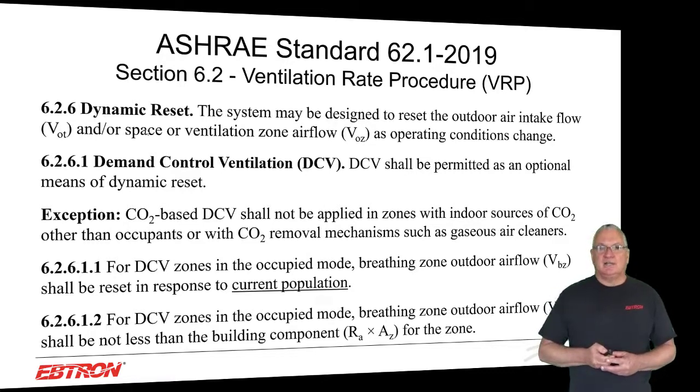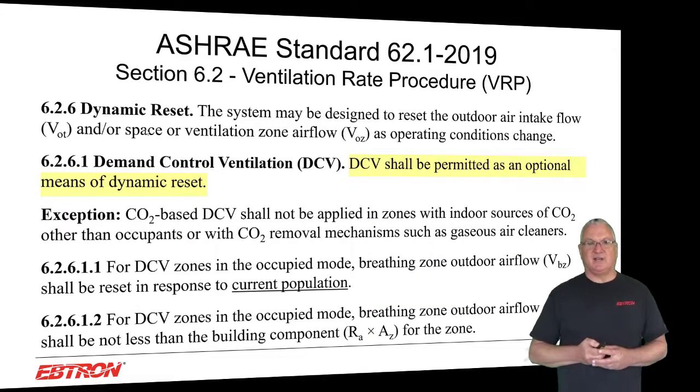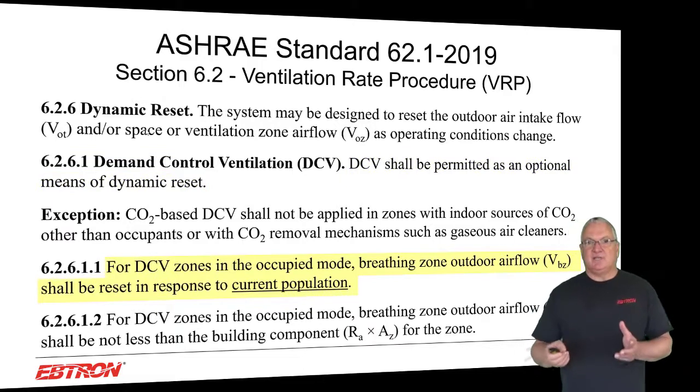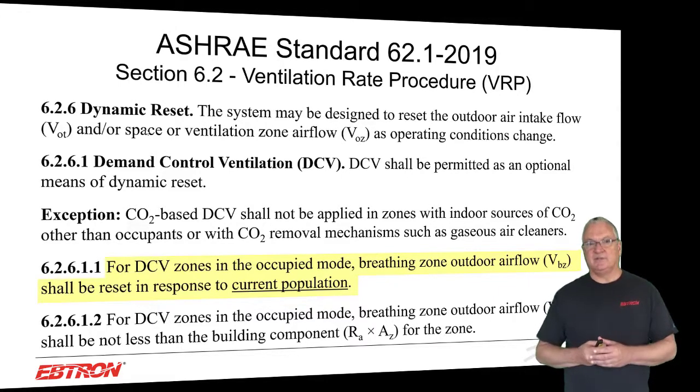So under standard 62, dynamic reset is a broad description for adjusting the outdoor air. And demand control ventilation is a subset of dynamic reset. It says DCV shall be permitted as an optional means of dynamic reset. And here's what DCV is. For DCV zones in the occupied mode, breathing zone outdoor airflow shall be reset in response to current population. So not CO2 level, but current population, all right?